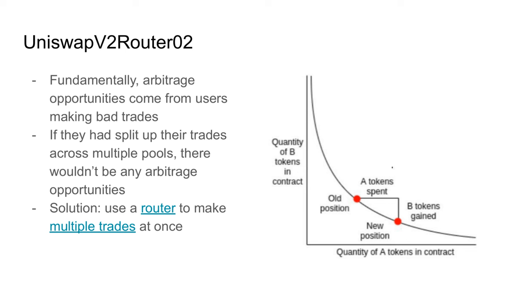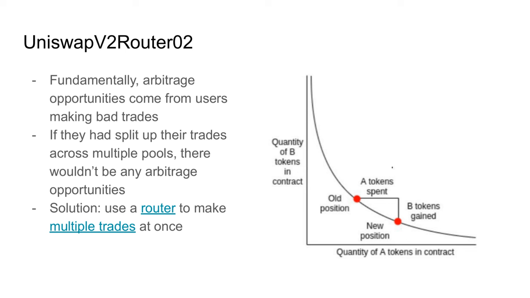Okay, so when somebody performs an arbitrage trade, who are they earning from? The answer is that they're earning from market inefficiencies, and market inefficiencies are created when users make bad trades. For example, the arbitrage opportunity exists in the first place because someone came along and traded with one of the pools, which moved the price of that pool, but didn't trade with the other pool. If the user had split his trade up among both pools in a certain ratio, then the price would be the same afterwards. So fundamentally, arbitrage opportunities come from users making bad trades.